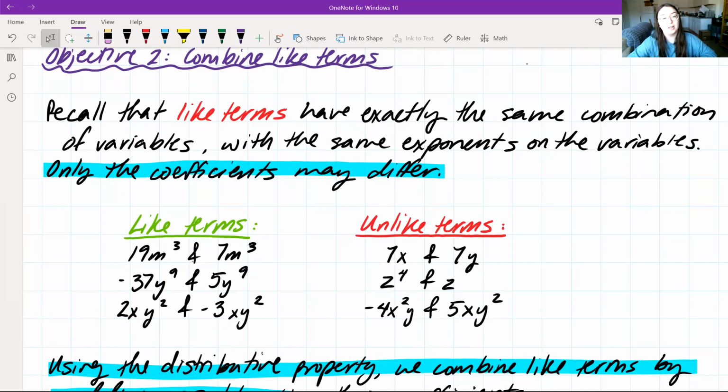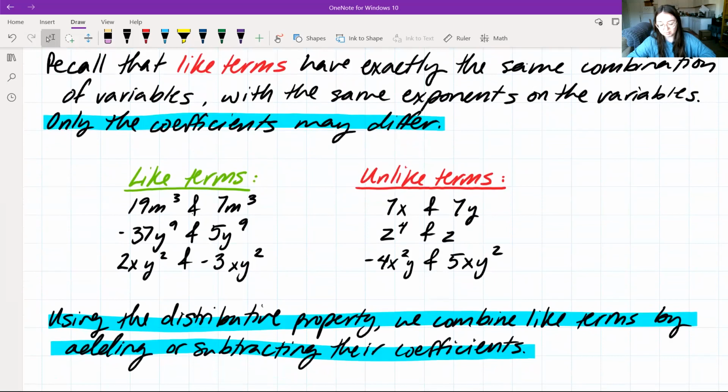Then if we want to think about our unlike terms, something like 7x and 7y, same coefficient, but different variables, but they do have the same exponent. Z to the power of 4 and z, same variable, but different exponent, so they're unlike terms. And negative 4x squared y and 5xy squared. So in this case, we do have the same or similar variables, but our exponents are completely different.